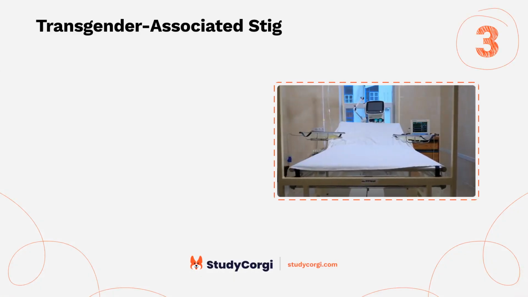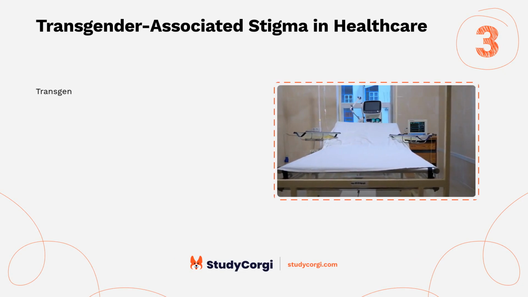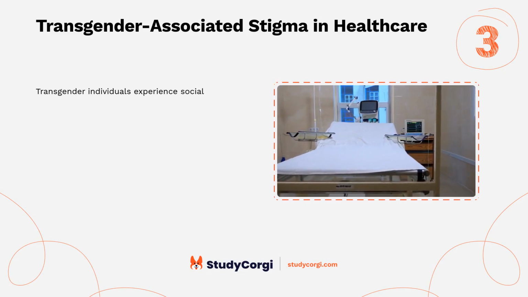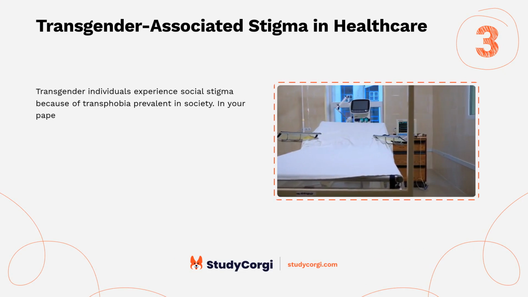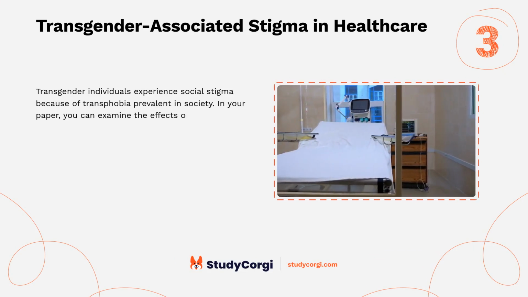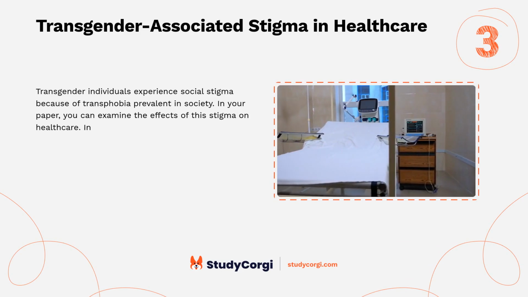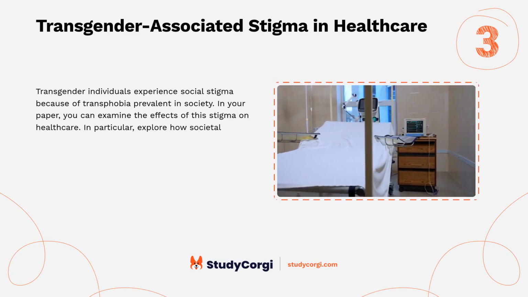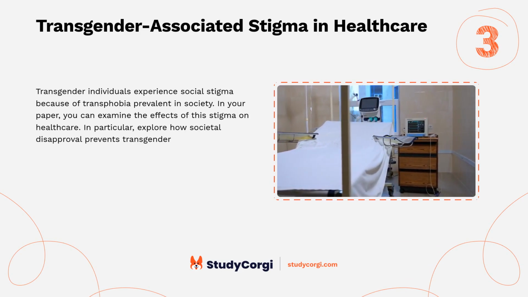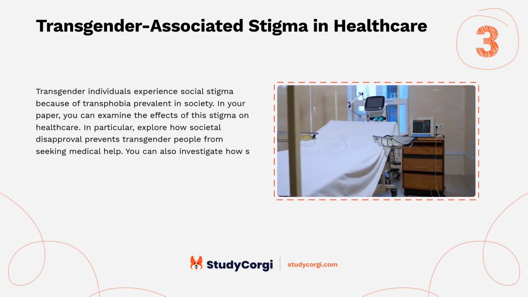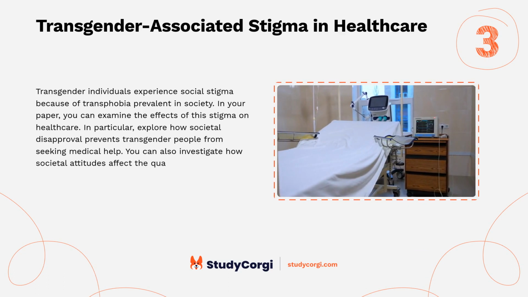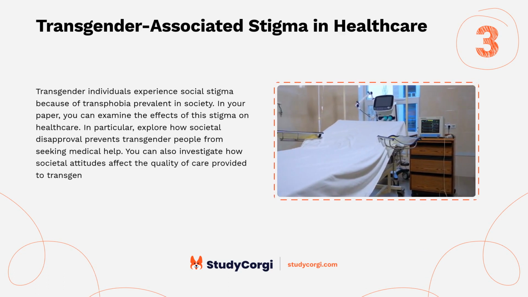Transgender-Associated Stigma in Healthcare. Transgender individuals experience social stigma because of transphobia prevalent in society. In your paper, you can examine the effects of the stigma on healthcare. In particular, explore how societal disapproval prevents transgender people from seeking medical help. You can also investigate how societal attitudes affect the quality of care provided to transgender patients.